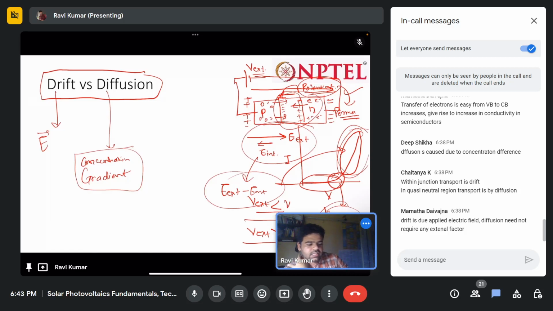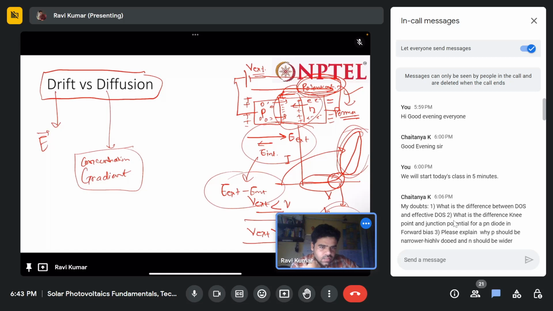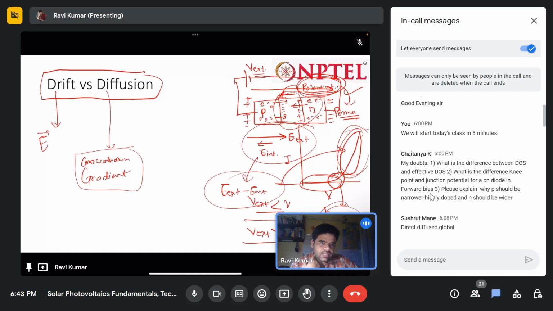So this potential which is already created when we process this PN junction diode is the junction potential. I just refer to your question: what is the difference between knee point and junction potential? This is the junction potential, nothing else, in a PN junction diode. And about the knee voltage, we say it in terms of external voltage. Whenever the external voltage is equal to the junction potential, then we say this is the knee voltage of the semiconductor.